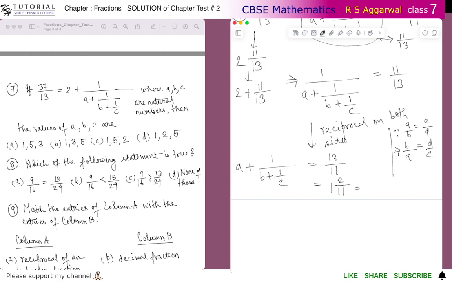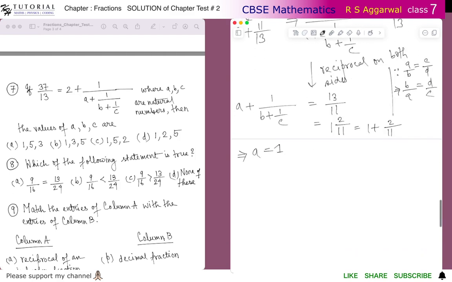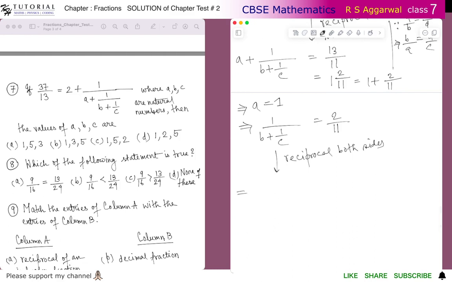So this is equal to 1 plus 2 by 11. So this implies, if you match the left hand side and the right hand side, A has to be 1, and we must also have 1 by B plus 1 by C equals 2 by 11. Now again taking the reciprocal on both sides, we get B plus 1 by C equals 11 by 2.